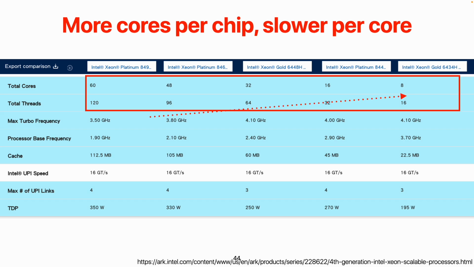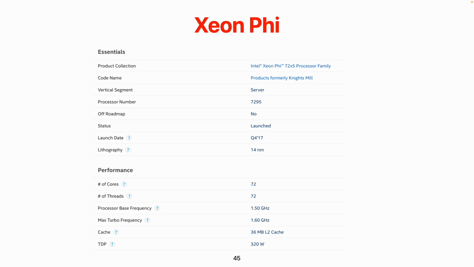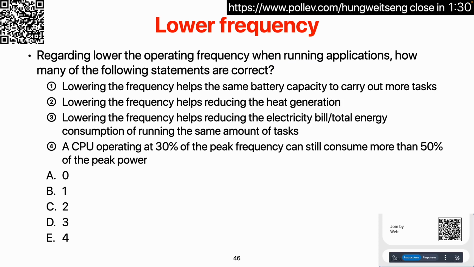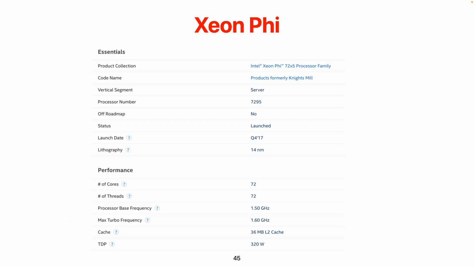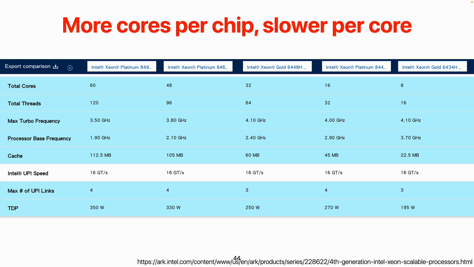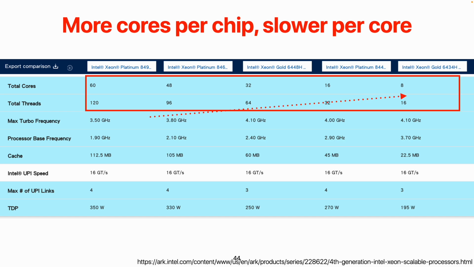Another thing to think about is why don't we just make all processor cores slower, but allow more processor cores? In fact, in many server options, we will see that.